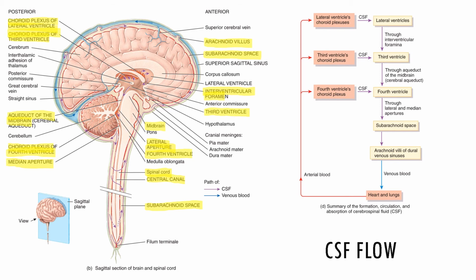These arachnoid villi are going to be little finger-like extensions of the arachnoid matter that project into the dural venous sinuses. Particularly, the superior sagittal sinus is going to be the main dural venous sinus that reabsorbs that cerebrospinal fluid into the blood. So again, the arachnoid villi are going to be little finger-like extensions of the arachnoid matter.